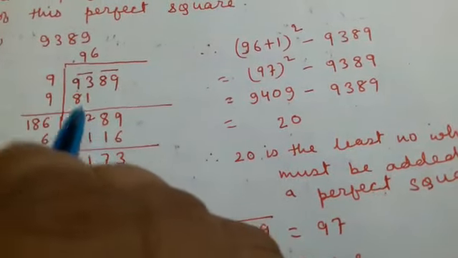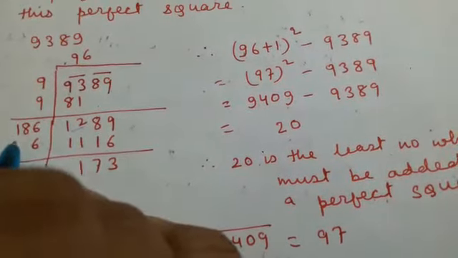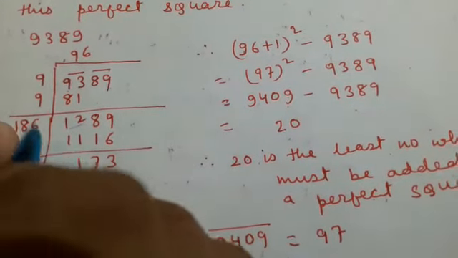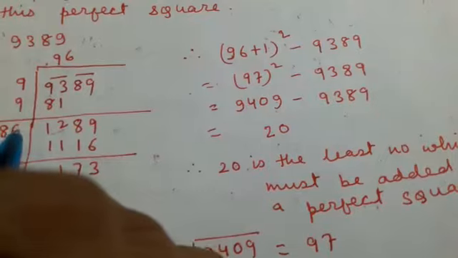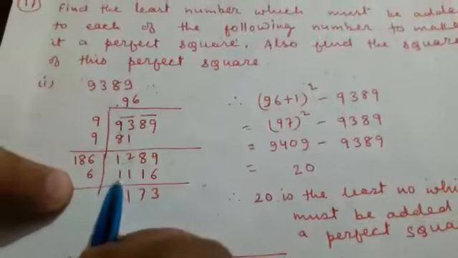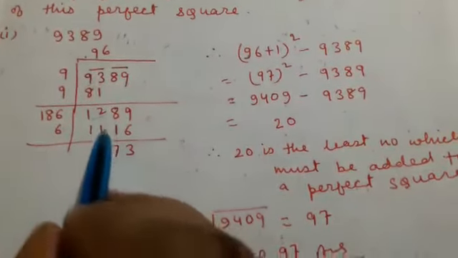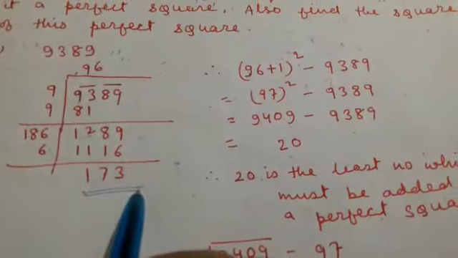9 nines are 81. By subtracting we'll get 12. Here 9 plus 9, 18. Now by which new number do we have to take it here, and with the same number we have to multiply? Now it will go 6 times. So if you multiply, you'll get 1116. By subtracting you will get 173.